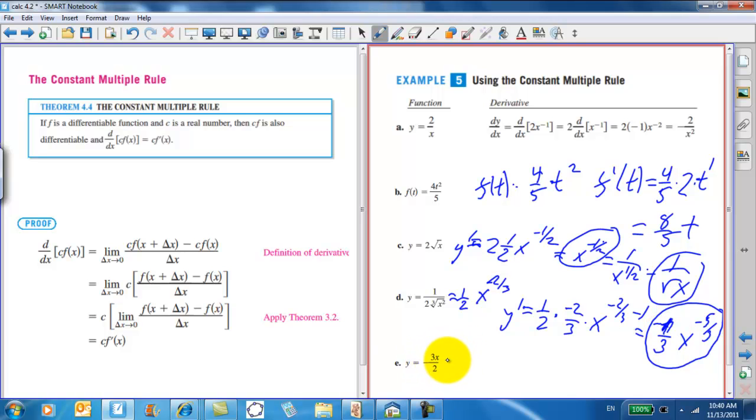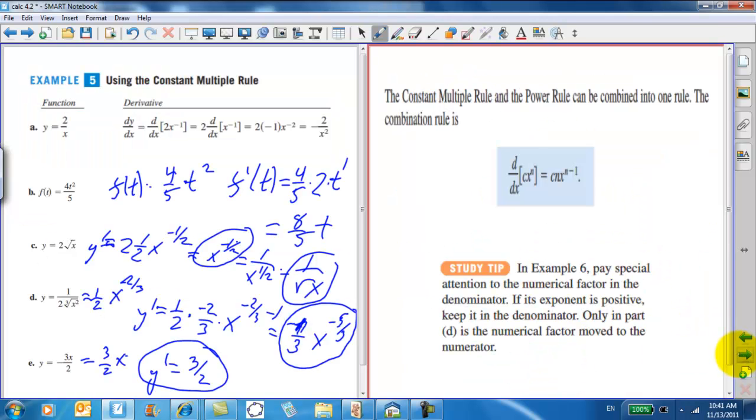Finally, with this, just got to realize that 3/2 is the coefficient. And x is being raised to the first. So we get for y prime just 3/2, the slope of this line. Because the 1 power comes down in front as a 1, and you raise now x to the 1 minus 1, or x to the 0, and x to the 0 is 1.